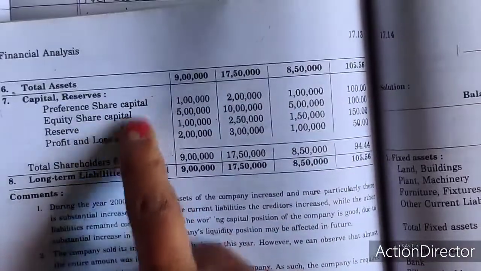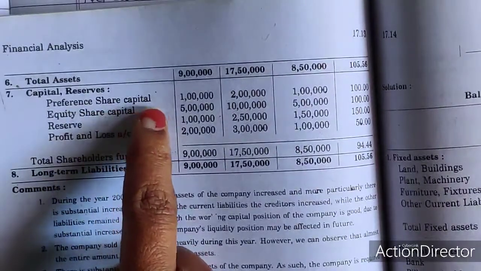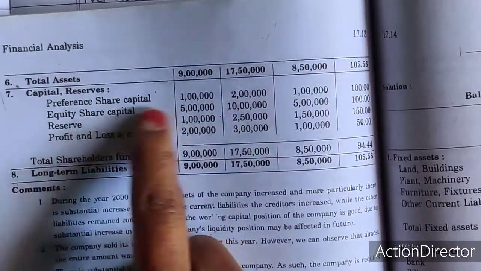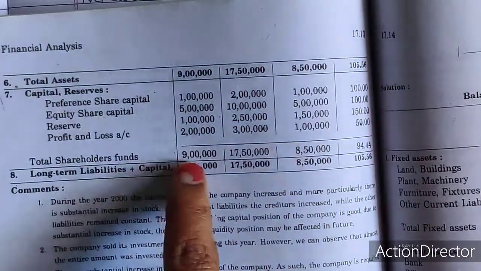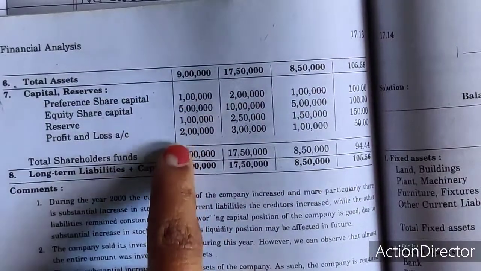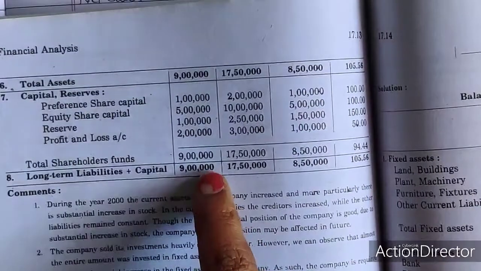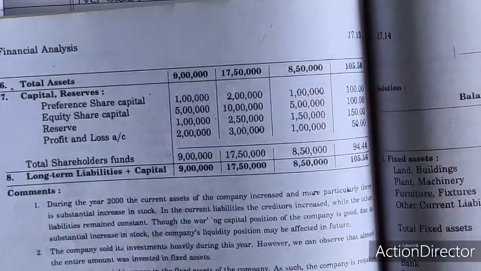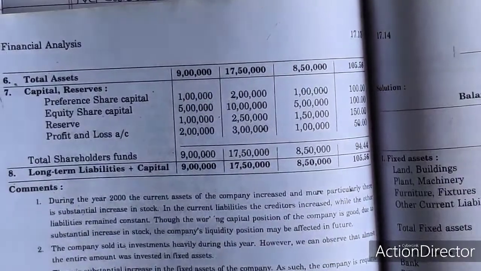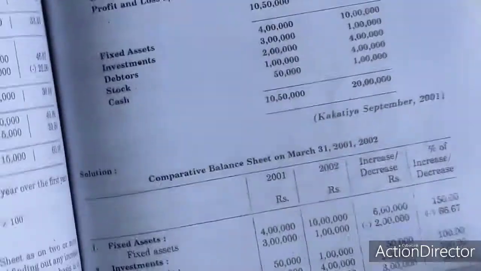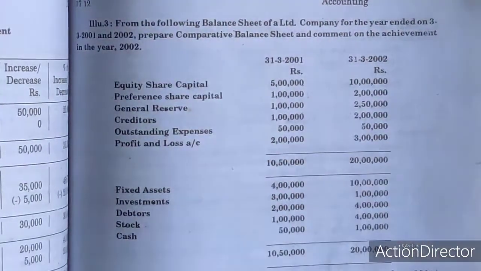So next, here we have to find out the liabilities, total liabilities. Here we are given the share capital information, equity share capital information, reserves and profit and loss accounts. So like that we are given, and we need to add all these things. So this is the same percentage. So in this way we have to prepare the total liabilities. So in this way we will prepare the comparative balance sheet for the years 2001 and 2002.